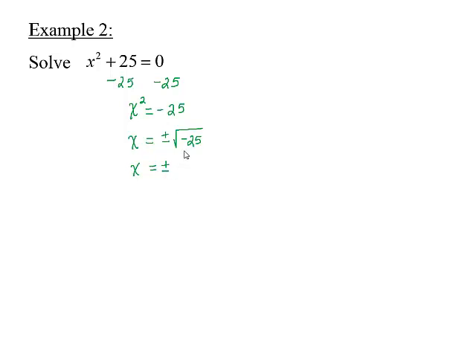You might recall that the square root of negative 25 is not a real number. That is an imaginary number. Recall that the square root of negative 1 is the imaginary unit i. Therefore, the square root of negative 25 is 5i. This equation then has two imaginary solutions, specifically negative 5i and 5i.